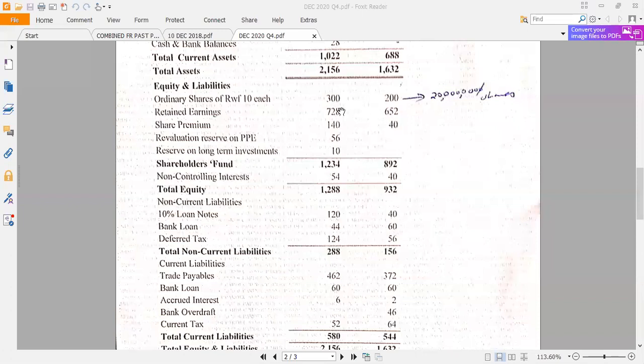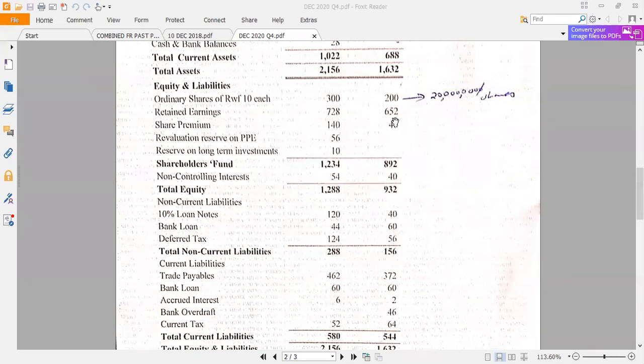cash received from issue of shares could have been 300 minus 200, that is 100 million, and then in the premium, 40 to 140, that is 100. So 100 plus 100 is 200 million. If there was no bonus, the cash received from issue of shares could have been the difference in share capital and share premium: 100 million in share capital, 100 million in share premium.